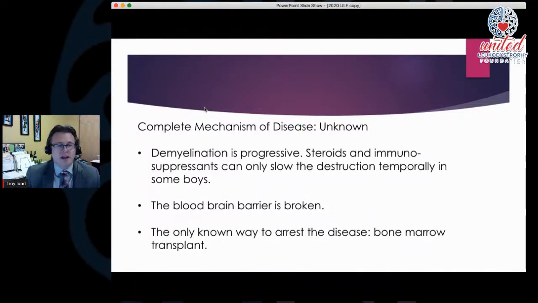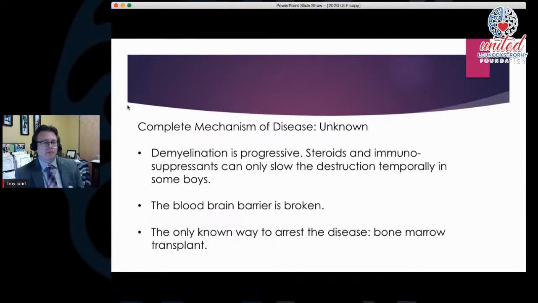We do know that the demyelination is mostly progressive. There are occasional rare cases where the disease may self-arrest, as was discussed earlier. But by and far, mostly it's a progressive disease. We know that steroids and immunosuppressants can only slow the destruction. This is often temporary in nature, and it works in some boys. I have tried a variety of all sorts of unique agents, many of them borrowed from the multiple sclerosis community, which really don't have much of an effect on this demyelination process.